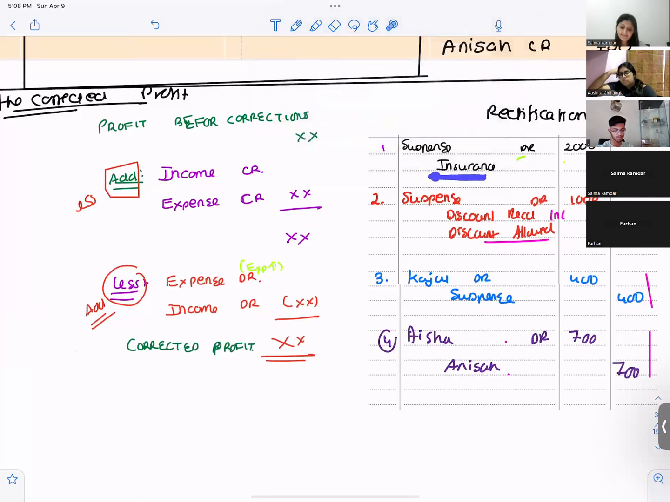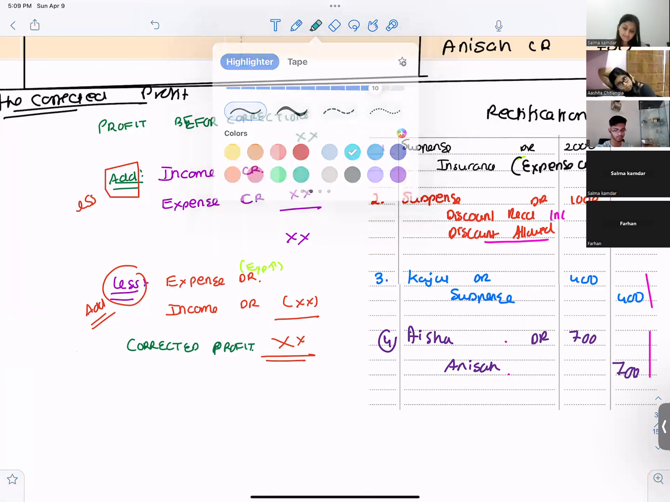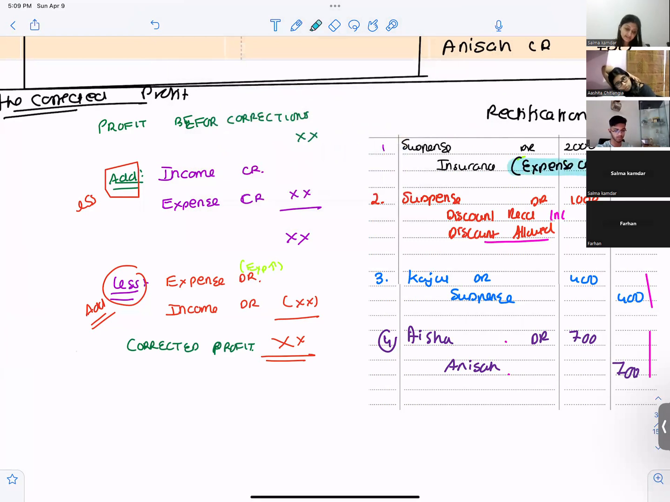Let's check over here. Is insurance an expense? Yes. So insurance is an expense. So this expense is credited. So I'm writing this is expense credit. Discount allowed is an expense. So this is again expense credit. Discount received is an income. So this is income credit.